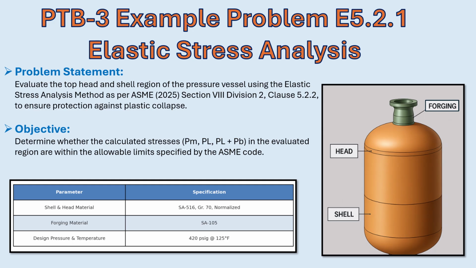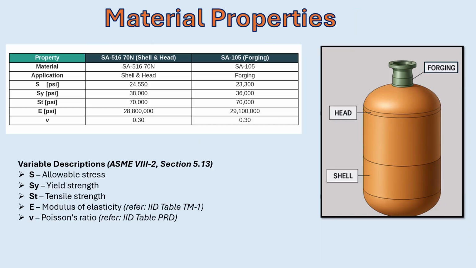The objective is to determine whether the calculated stress, general primary membrane stress, local primary membrane stress, and local membrane plus bending stress are all within the allowable limits specified by the code. The pressure loading inside the vessel is 420 psig.